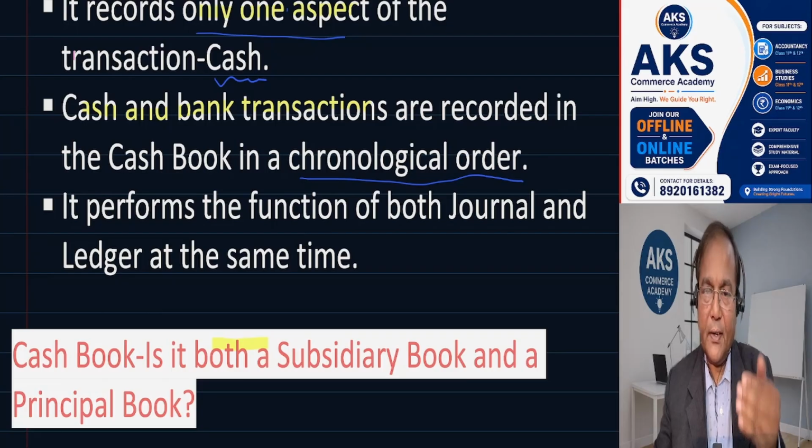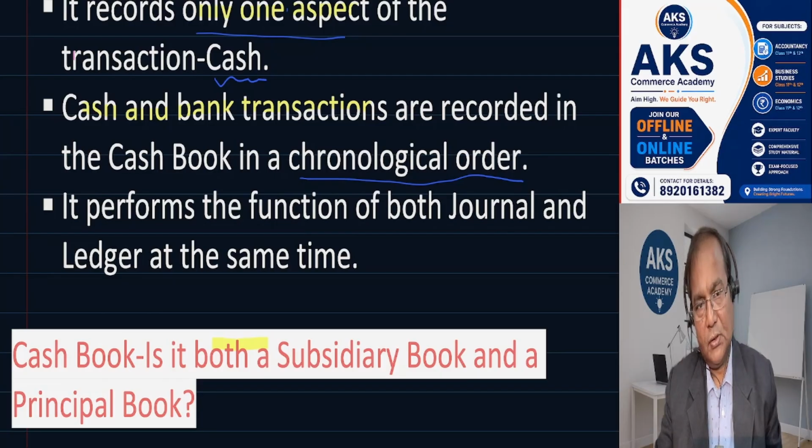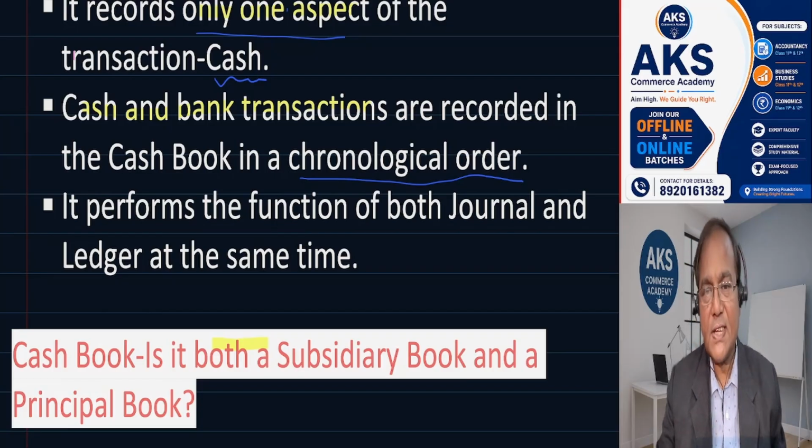As per the date of occurrence of the event or transaction, it gets recorded in the cash book. Not that a later date entry is made prior, or a prior date entry is made later. This is not the right process. It has to be in sequence, in chronological order.